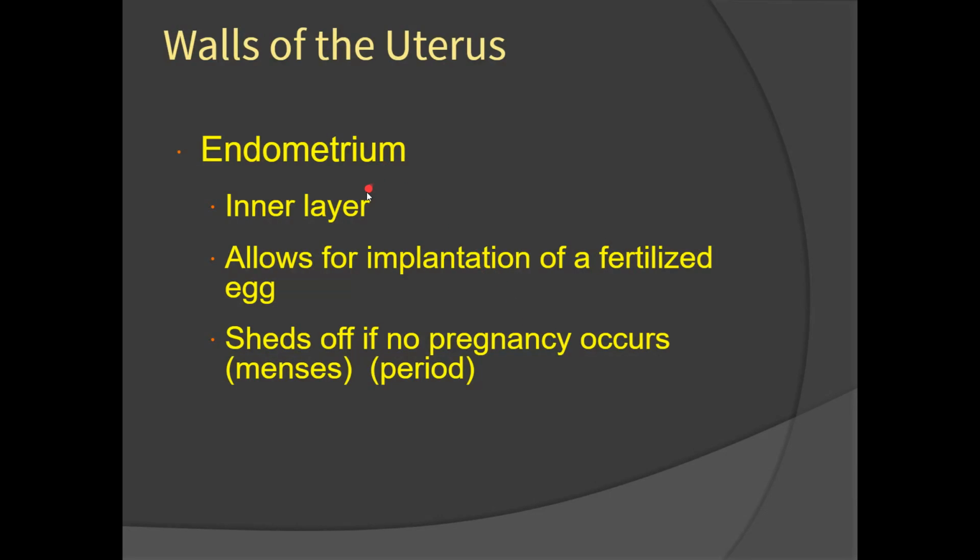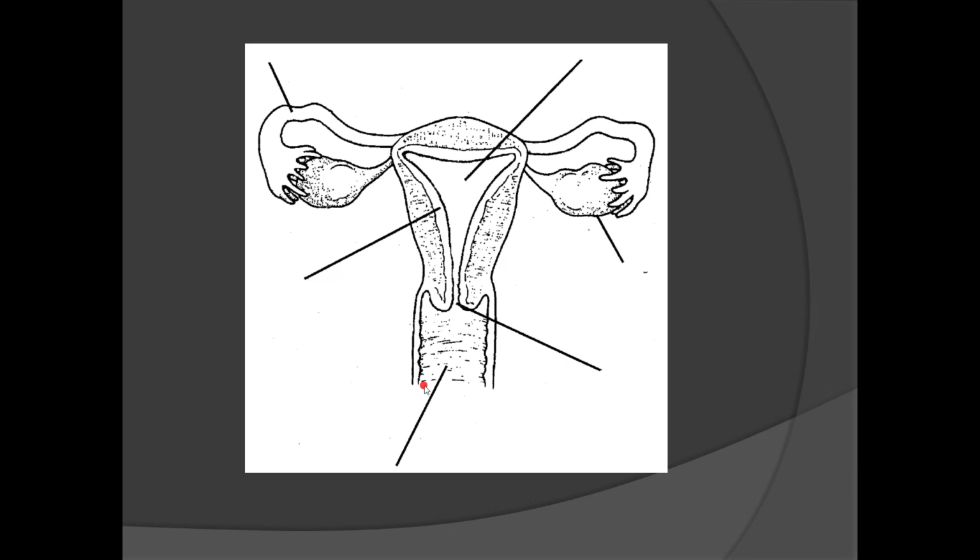The endometrium is the inner layer inside the uterus. This allows for implantation of the fertilized egg and sheds off if no pregnancy occurs. This is known as menses, or more commonly known as the period. So right here, the inner lining is the endometrium.